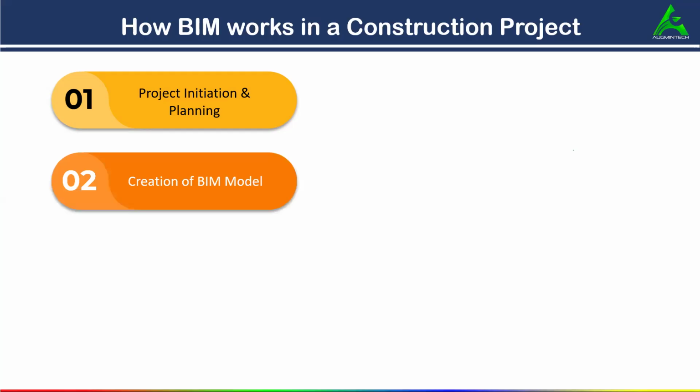The second point is creation of the BIM model. Here the project team members create a digital 3D model of the building using different software. Under BIM we have software like Revit, so team members can create a digital 3D model of the building or infrastructure using BIM software such as Revit, AutoCAD or Tekla, whichever they want to use. This model includes detailed information about the building geometry, quantity and other relevant data.